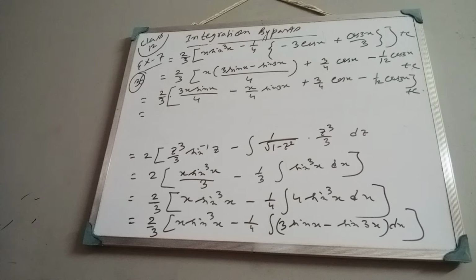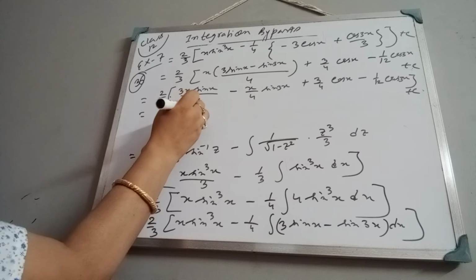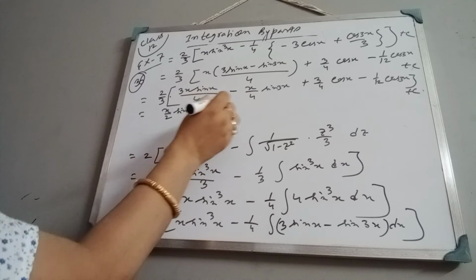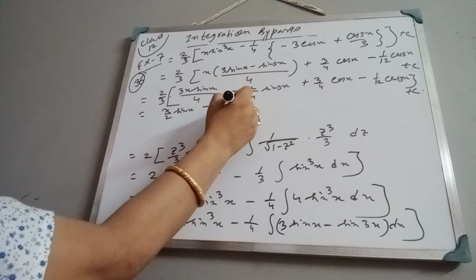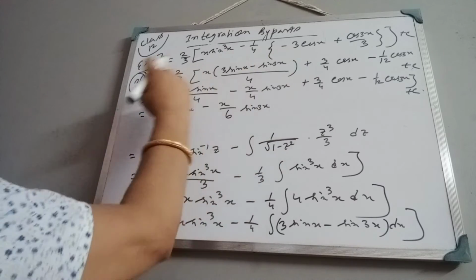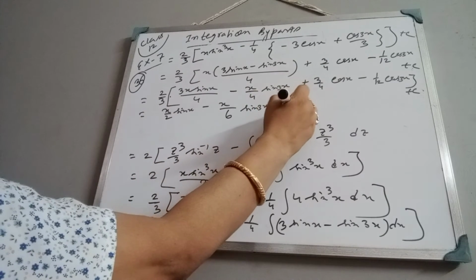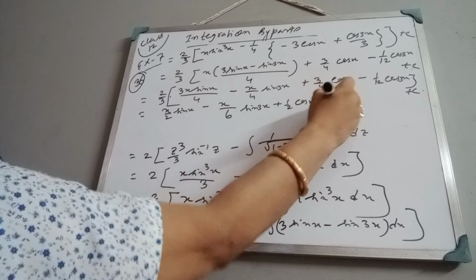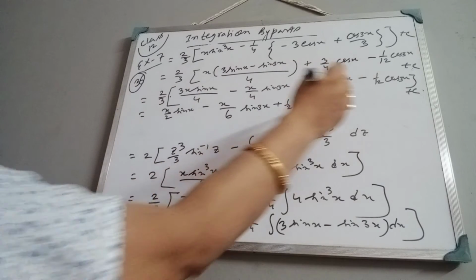Okay, just the calculation part, and 3 will be cancelled, 2 and 1 by 4 is coming only x by 2. So we can write x by 2 sine x minus, it is coming 2's are 4, so it is coming x by 6, minus x by 6 sine 3x, plus 3 cancelled, 2 by 4 that is coming half, so it is coming half cos x, and plus minus minus 2, 6 are 12, 6, 3 is 18. So 1 by 18 cos 3x.